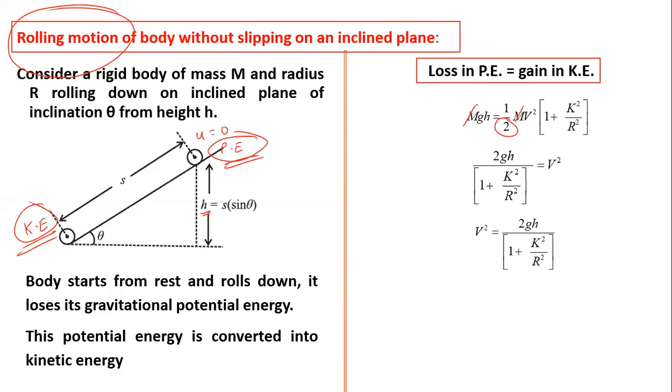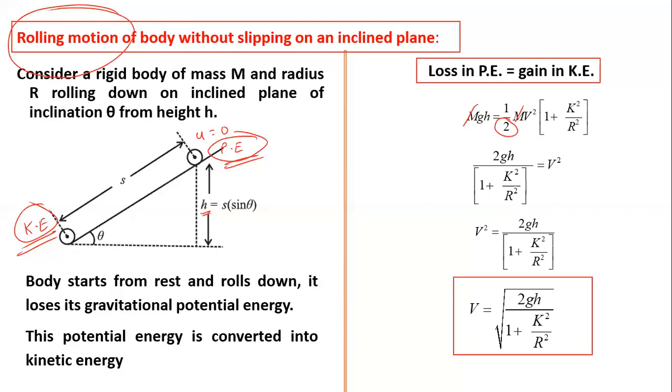By using that, we can write formula of v. So v is equal to under root 2gh divided by 1 plus k square by r square. This is expression for rolling speed, rolling velocity on inclined plane. I hope you understood the rolling speed.